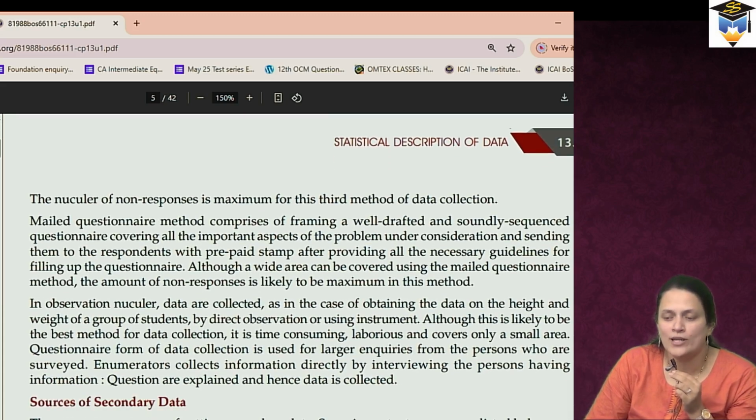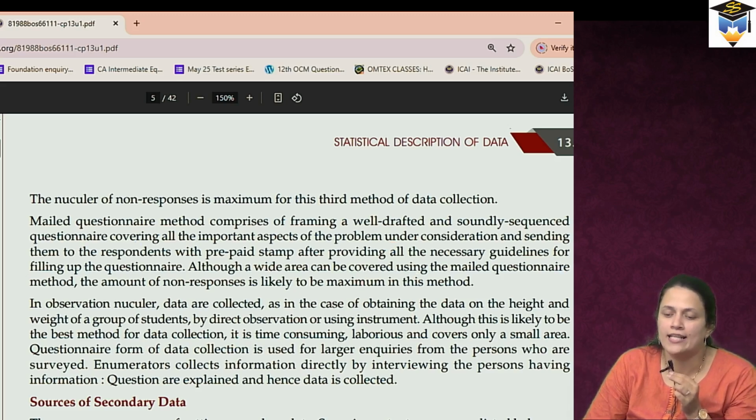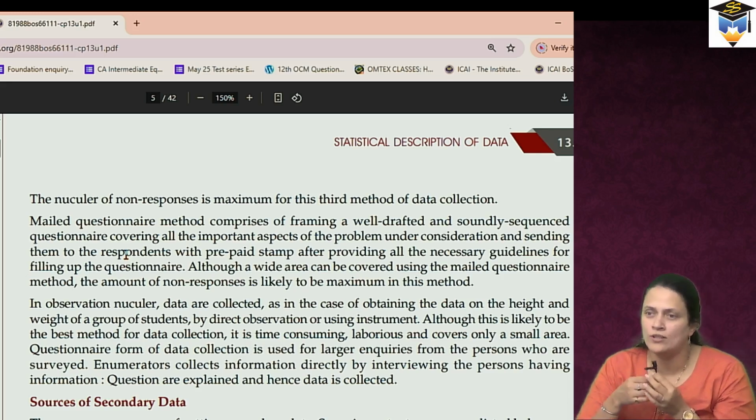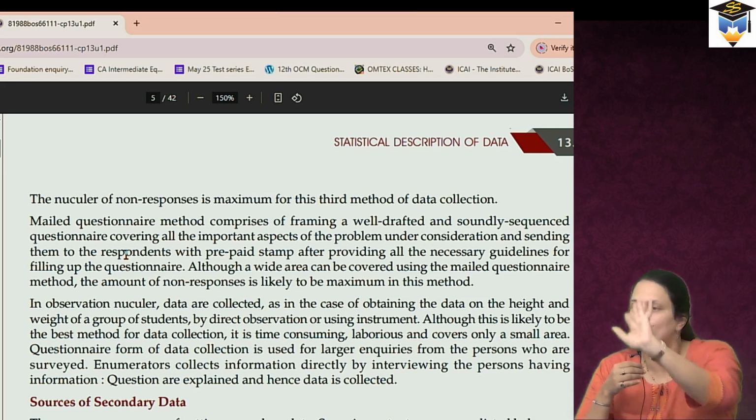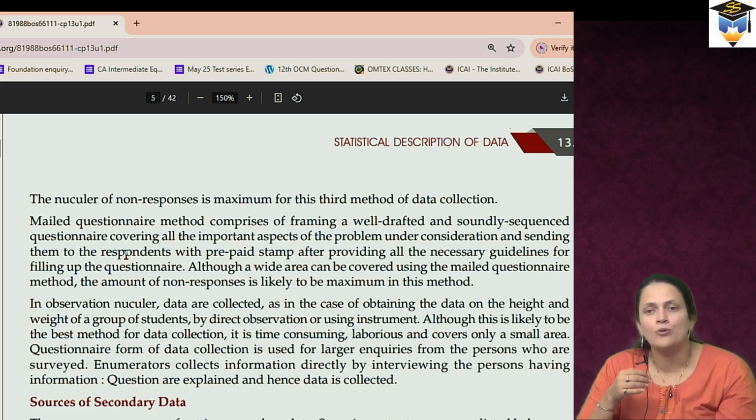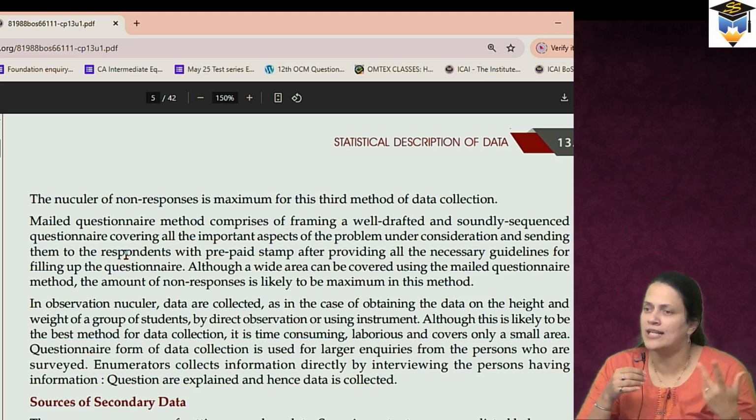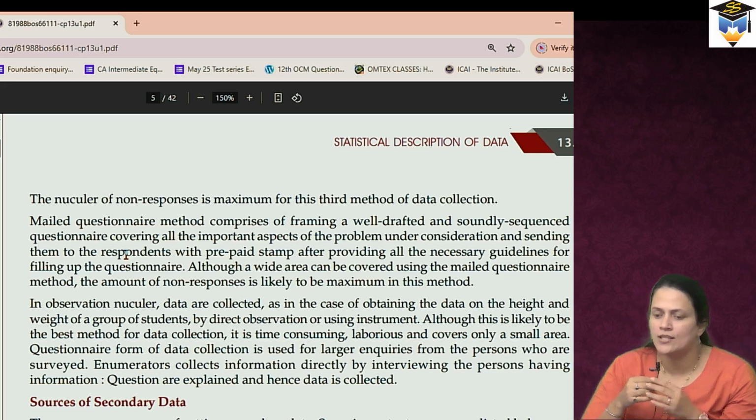Next part, mailed questionnaire method. Questions are framed in such a way that they sound sequenced and well drafted, covering all the important aspects of the problem under consideration, and are sent to the respondents with a prepaid stamp after providing all the necessary guidelines for filling up the questionnaire. So I will form a questionnaire, give it to each one of you, and give you a few instructions: total questions are 20, out of that only 15 you have to answer. Then I will collect the papers and get the data. This is the questionnaire form.